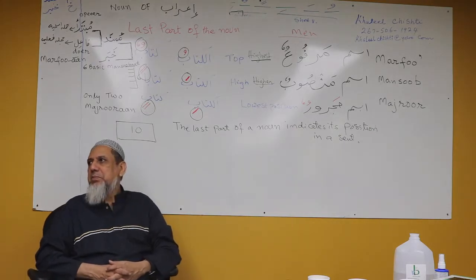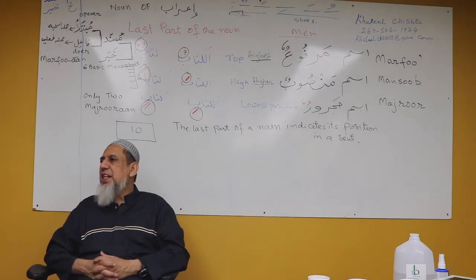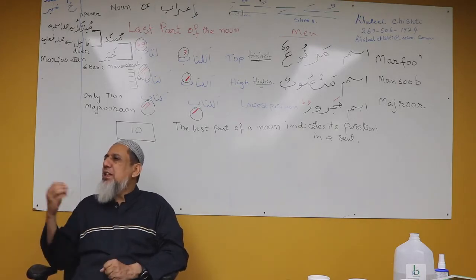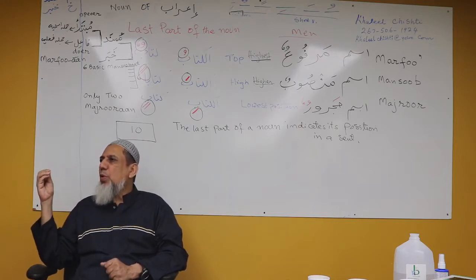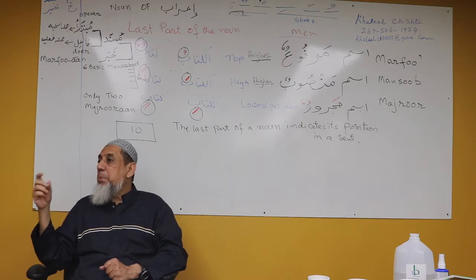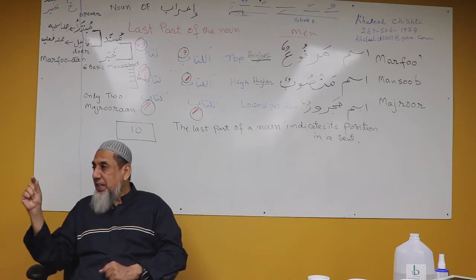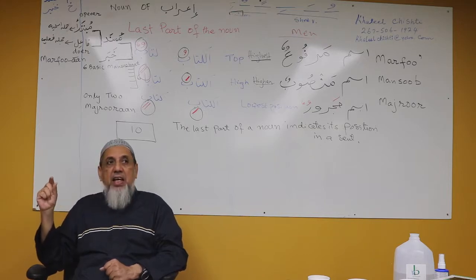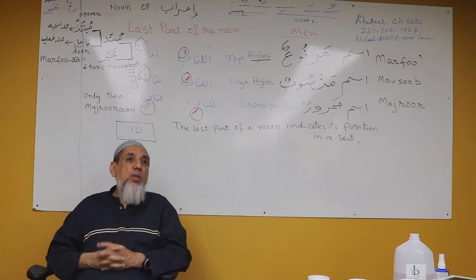Okay, musnad. Musnad is also called mubtada. Musnad is also called fa'il. But if it appears in a verbal sentence, it is called fa'il. If it appears in a nominal sentence, it is called mubtada.